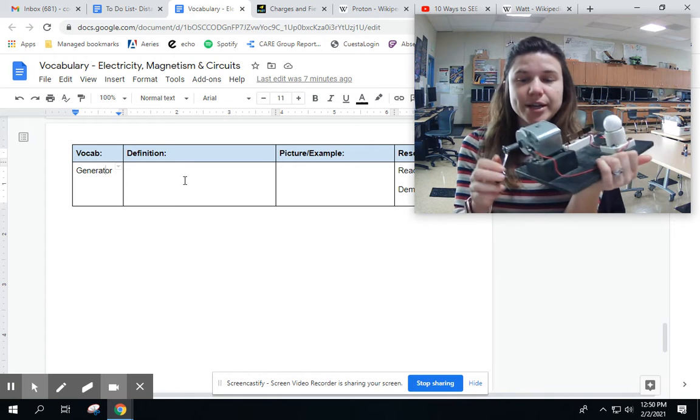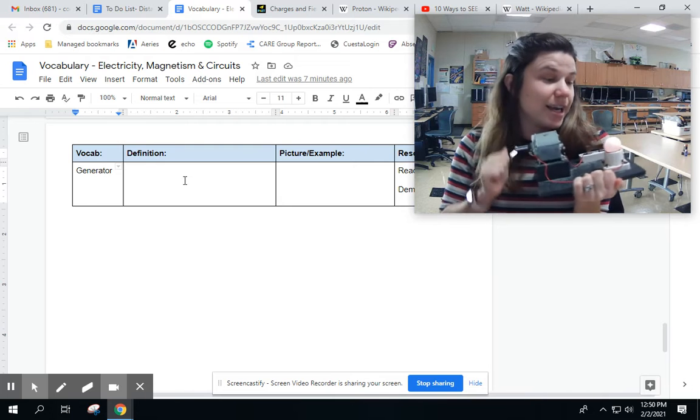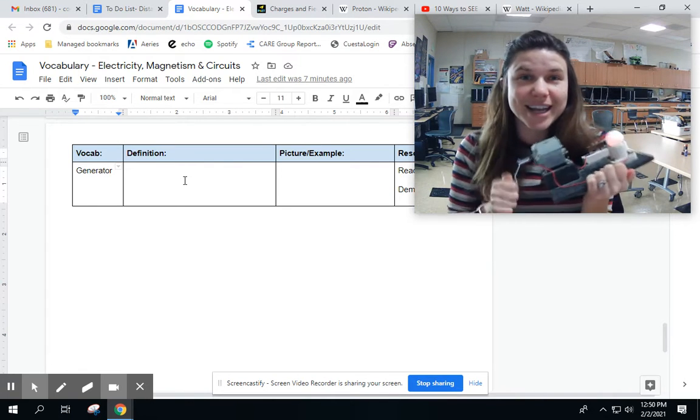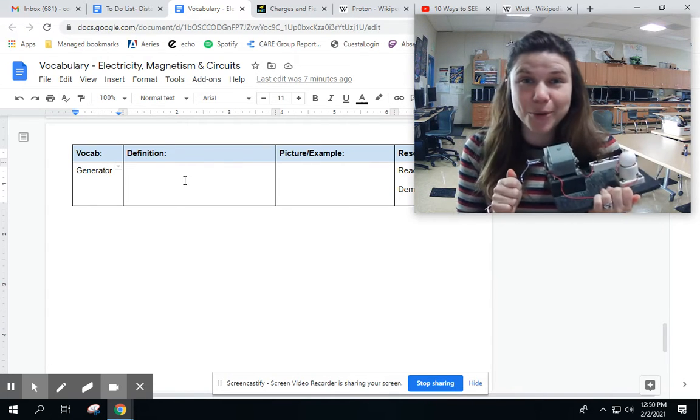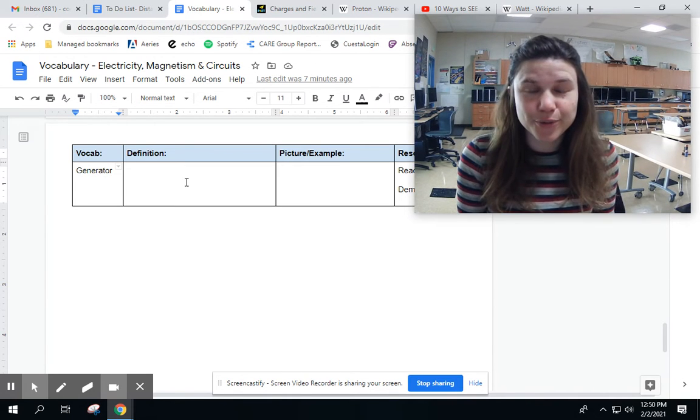So a generator simply takes mechanical energy, like my hand moving, and converts it into electrical energy, which I can see in the light bulb lighting up. So that's a generator for you.